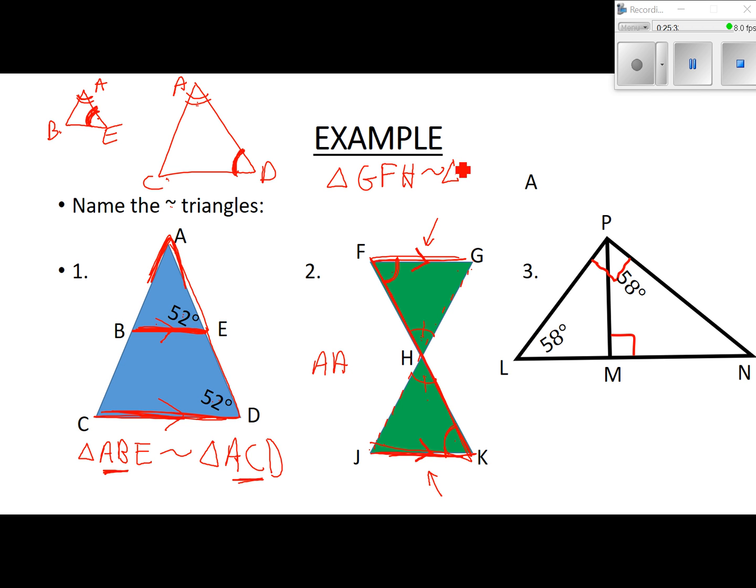Now, on this one, you have to be careful, because here, the G doesn't have any marking in it, so it has to match up to the J in the other triangle. F in the first triangle has to match up to K in the second triangle. And then the H in this triangle matches up to the H in the other triangle. So that's our similarity statement.